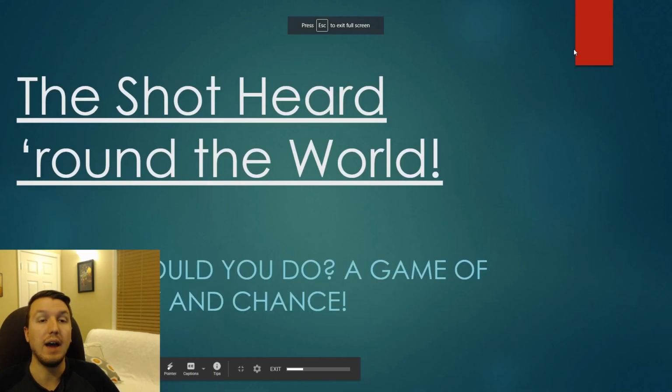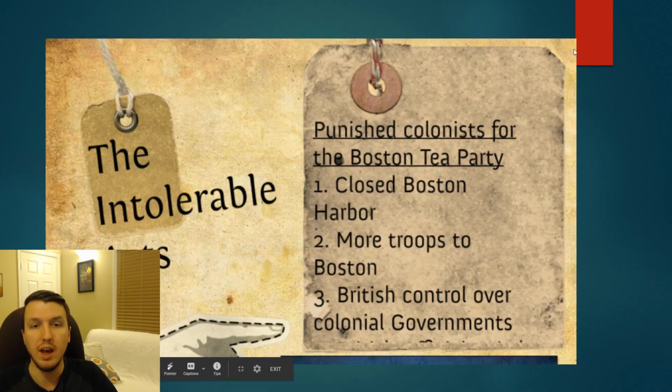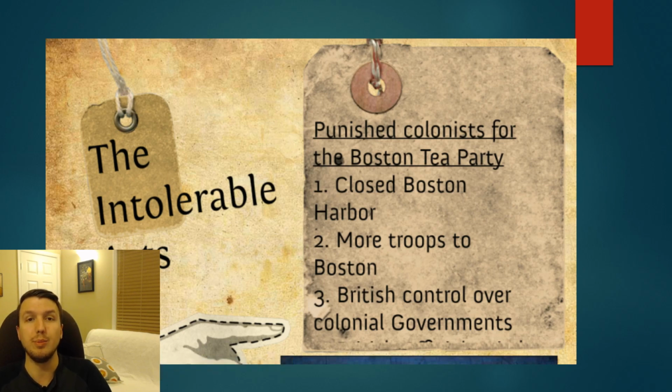So, after the Boston Massacre, the Boston Tea Party happened. I think we know that one quite well already. Because of the Boston Tea Party, a bunch of Intolerable Acts were placed on the colonists. These acts included closing the harbor, more troops in Boston, which obviously made them very unhappy. The British controlled all colonial government in Massachusetts, which again made the Americans very unhappy.